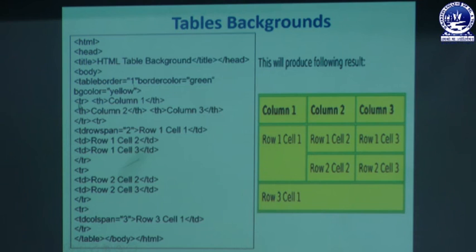So these are all about the table backgrounds, in which we have used the border color attribute and the bg color attribute. We can use the background attribute also in place of the bg color attribute. We have also used the row span attribute along with the column span attribute. This is the source code, and the reflection of the source code is shown over here. I hope you have understood the use of the table tag, how to use it, and what the attributes defined under the table tag are.